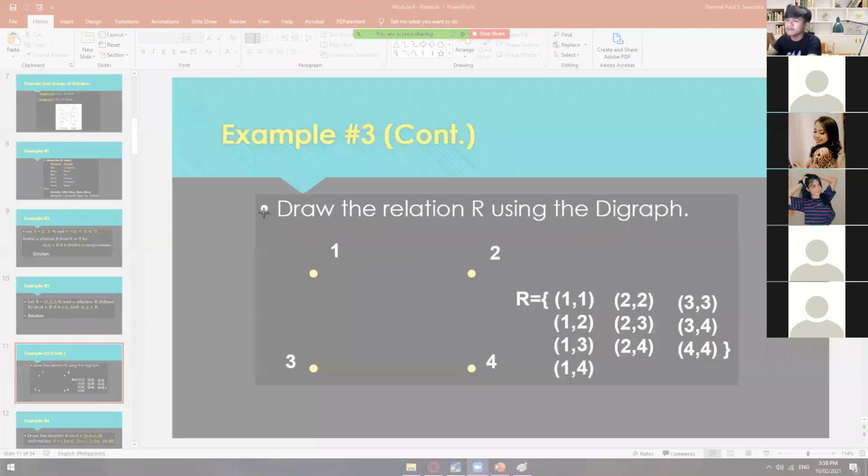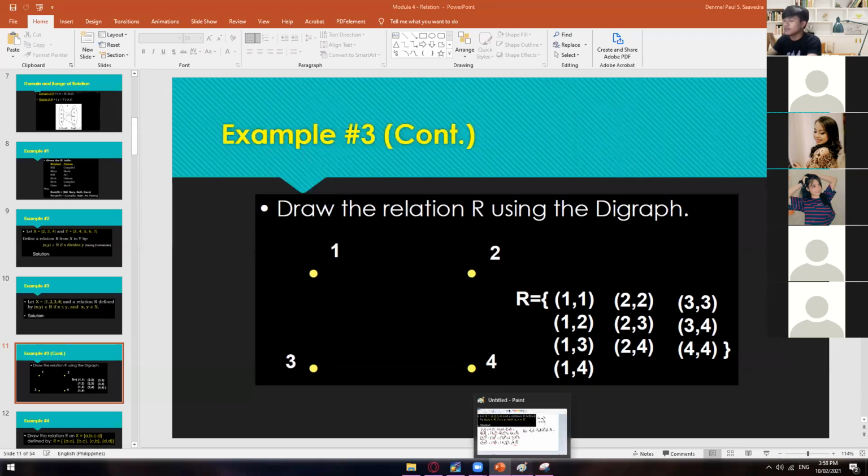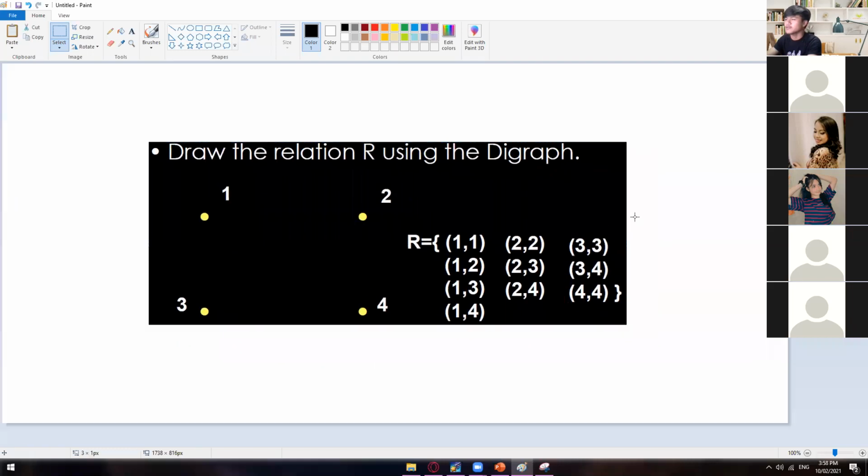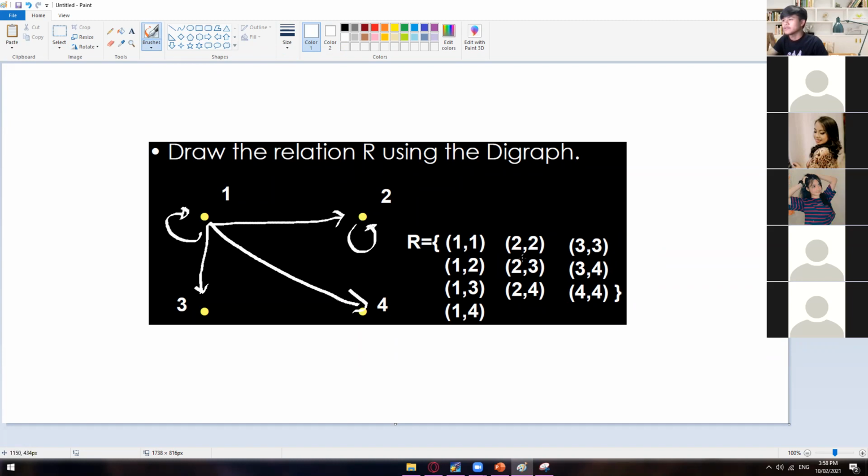Now, when it comes to a digraph, we will represent those relations using a digraph. This one is super easy. You can see (1, 1): 1 going to 1. Then (1, 2): 1 going to 2. (1, 3): 1 going to 3. 1 going to 4. Then we have (2, 2), going back to itself, then (2, 3), (2, 4), (3, 3), (3, 4), and then (4, 4). This is a representation of a digraph, from a relation set into a diagram. Did you guys get it so far? This one is super easy.